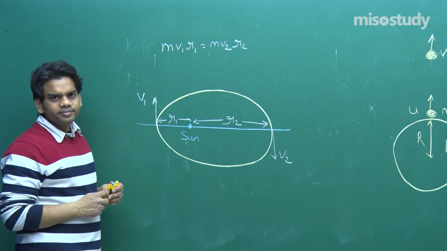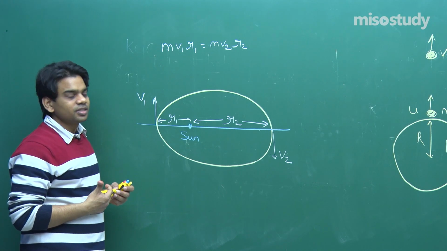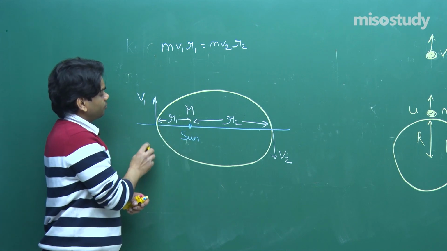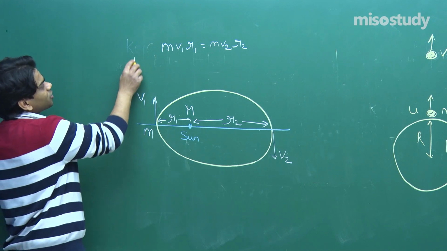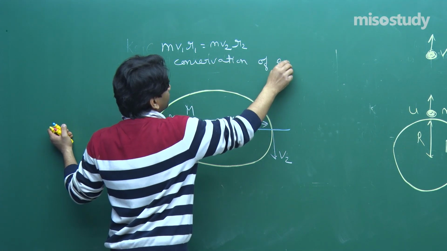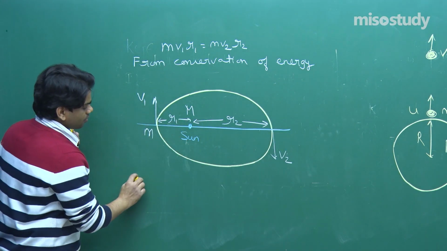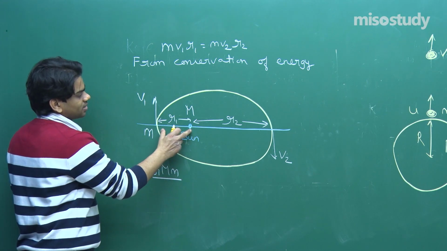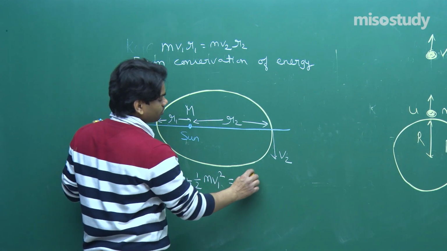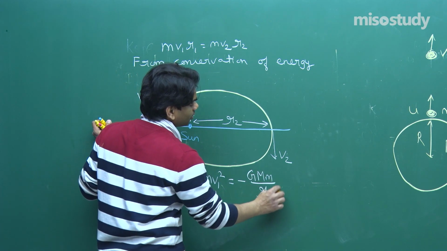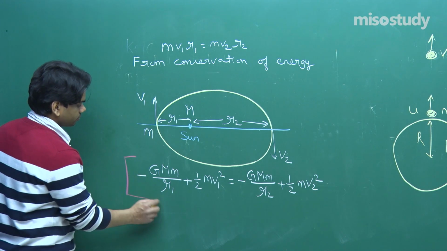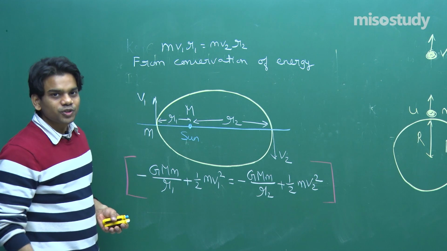Now, if I talk about kinetic energy and potential energy, since in the Sun and planet system no external force acts on the system, the total energy will remain conserved. If the mass of the Sun is capital M and the mass of this planet is small m, then from conservation of energy, we will have a relation. I am writing down here: minus GMm by this distance r1, plus half m v1 whole square, is equal to minus GMm by r2 plus half m v2 whole square. This is what you will have in the case of planet's motion or satellite motion also.